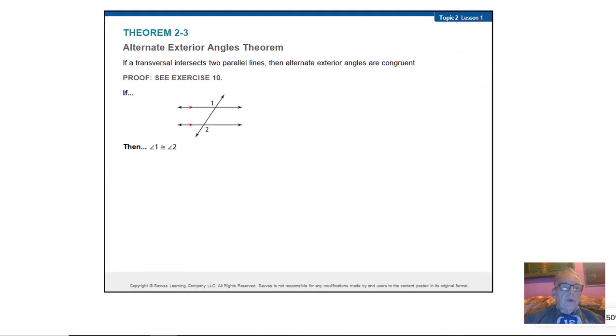Our theorem 2.3, alternate exterior angles theorem. If we have parallel lines cut by a transversal, alternate exterior angles are congruent. And this kind of comes from, like, 1 is actually congruent to that one, and 2 is actually congruent to this one. And let's see what else we got.